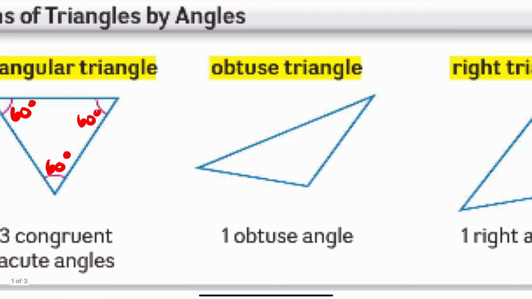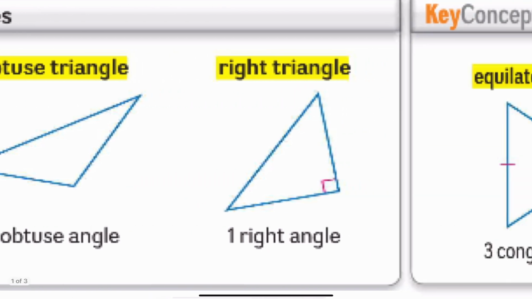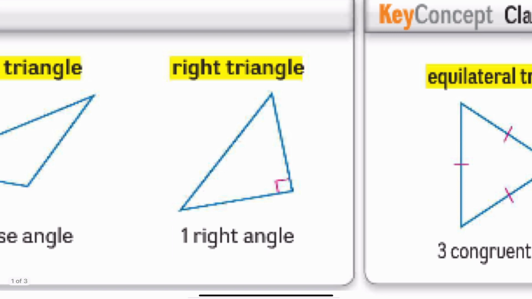And the obtuse triangle. With an obtuse triangle, you have to have one obtuse angle, and obtuse means that it's greater than 90 but less than 180. So here is the fat angle, and if you have one fat angle, then the whole triangle is obtuse. The right triangle. The right triangle, you have to have one right angle, and it has to be 90 degrees.